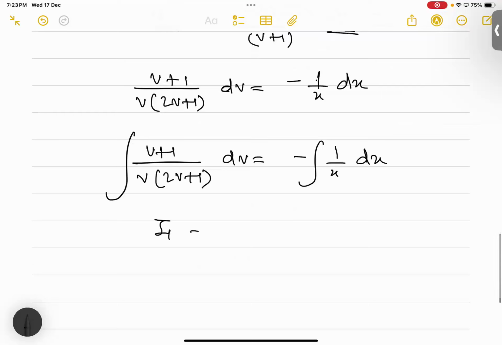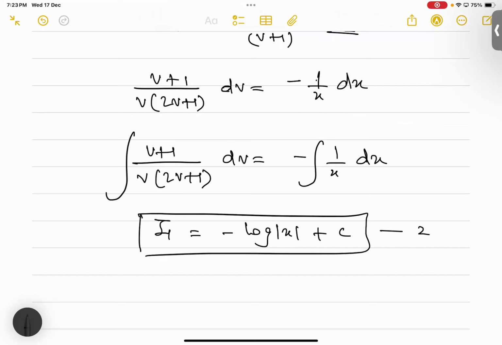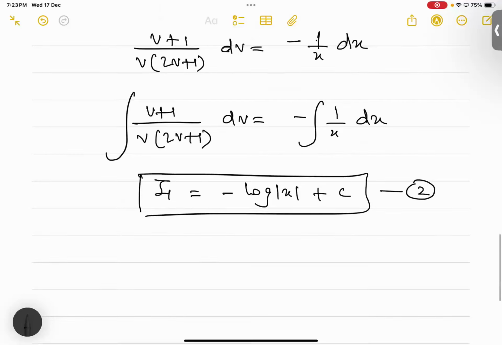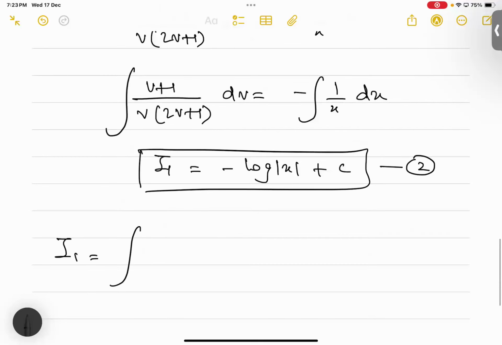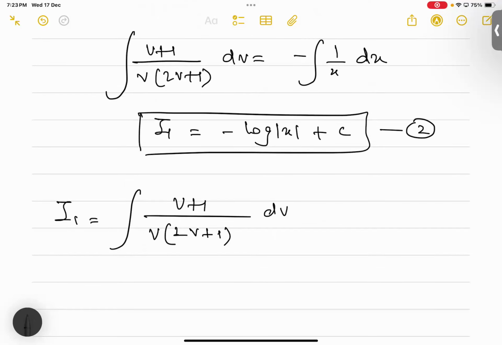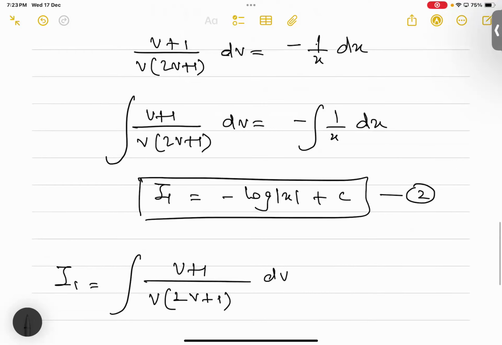Now let this be I1. The left hand side, let it be I1 equals minus log mod x plus c. Equation number 2. Because I1 we need to solve separately. I1 is integration of v plus 1 upon v into 2v plus 1 dv. Okay.